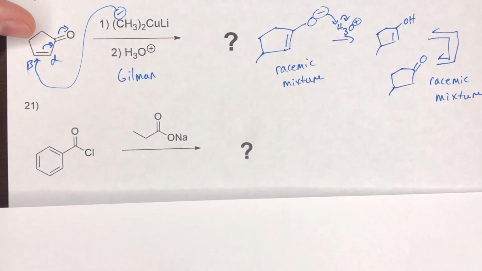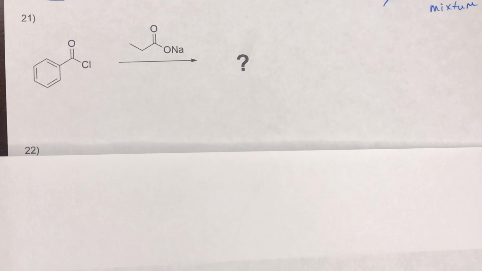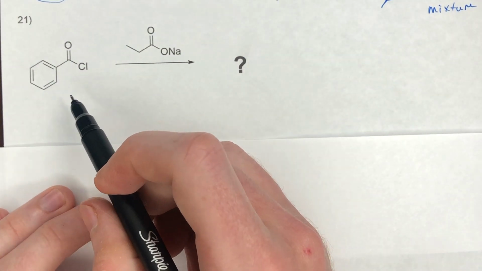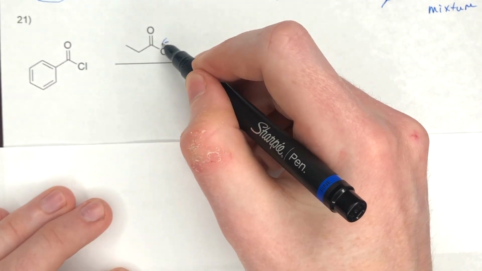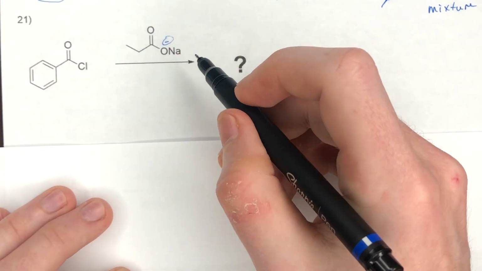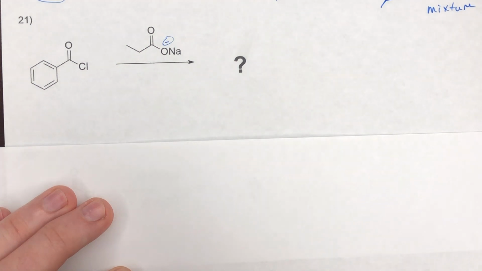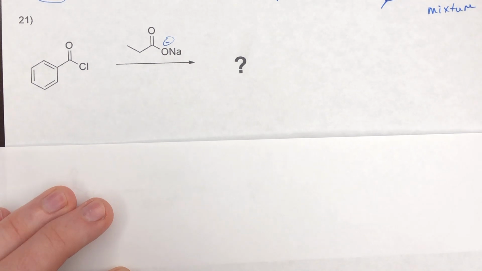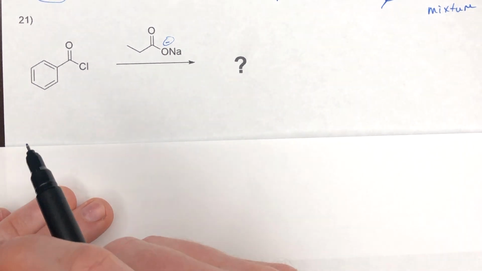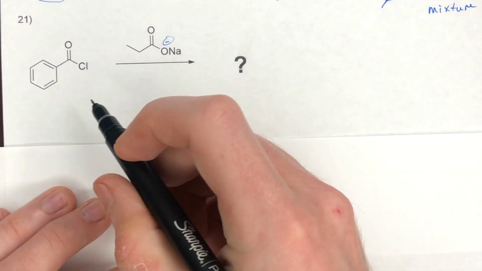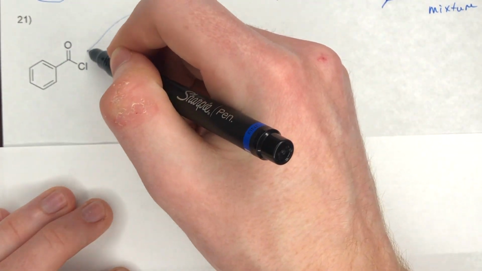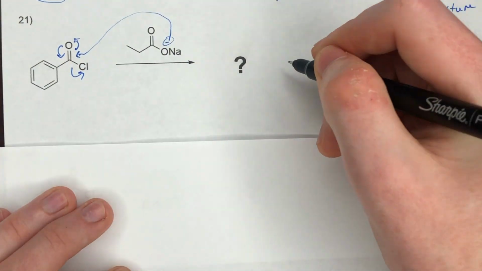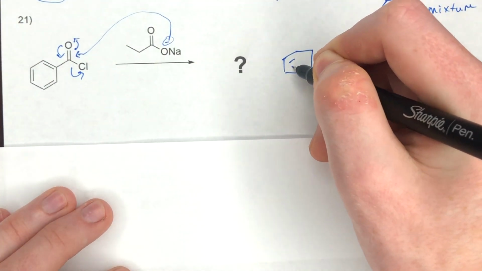All right, now let's move on to question 21. So 21, we have an acyl halide here, an acyl chloride, and a nucleophilic oxygen here. This is weakly nucleophilic because it can resonate into the oxygen, but it's a better nucleophile than chlorine would be. So because of that, this is going to undergo acyl substitution like this and form the anhydride product.